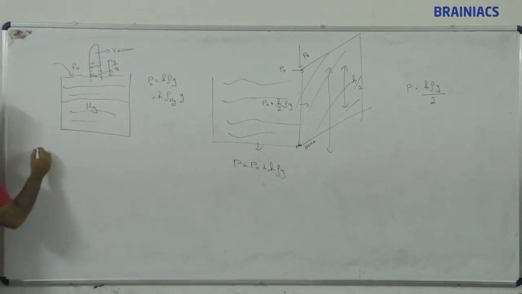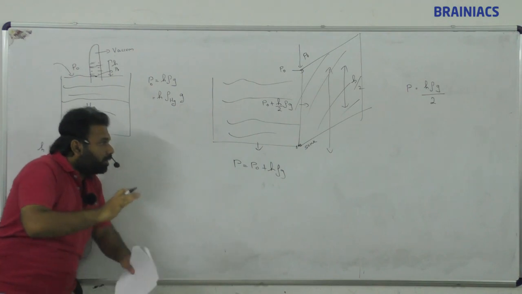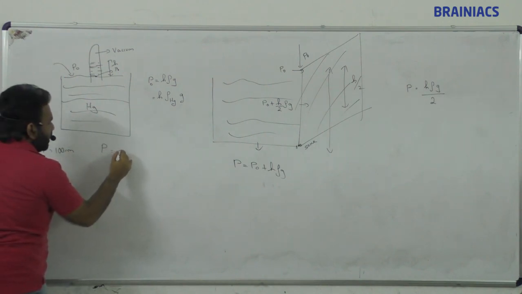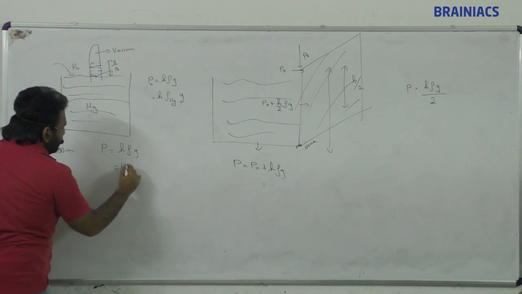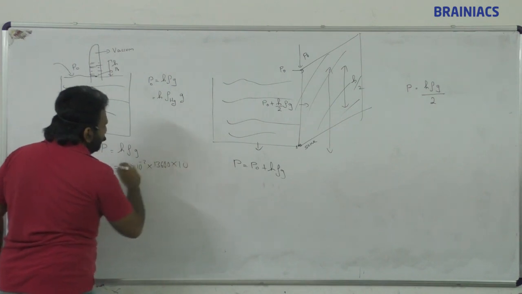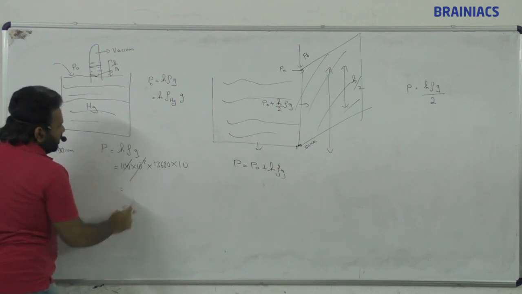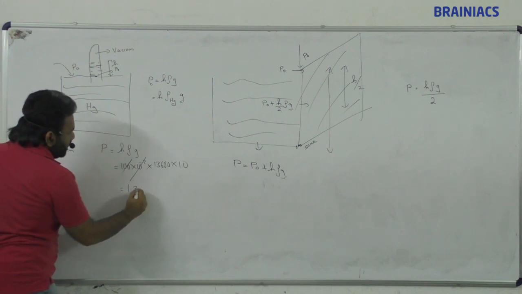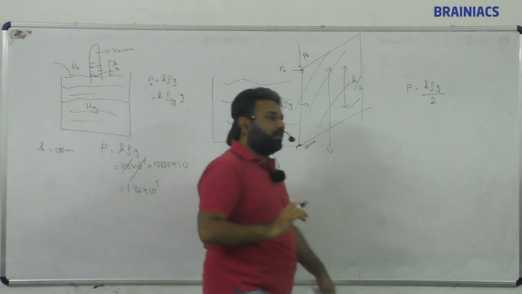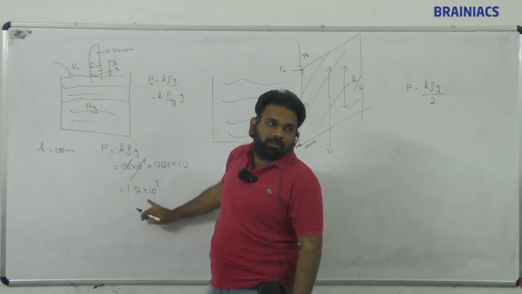If we keep this barometer at some place and observe, say for example, H is equal to 100 centimeter, then what will be the atmospheric pressure at that place? H rho g will be 100 into 10 raised to minus 2, into rho, which is 13,600, into 10. This can be cancelled off. So the pressure here is 1.36 into 10 raised to 5 Pascal at that place. A little more than the usual atmospheric pressure. So this is how it is going to be.